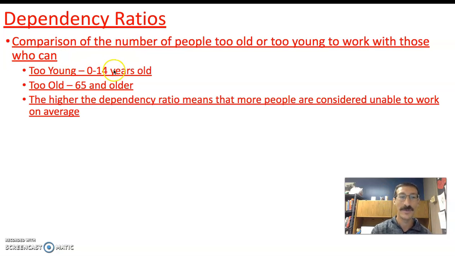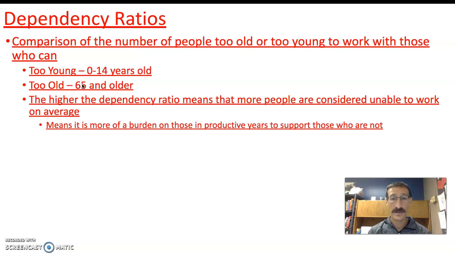So a high dependency ratio means you've got people that are too young or too old who are either unable to work, or it's more of a burden on them than it should be to support their family and society. Okay, so it's also more of a burden on those in their productive years, between 15 and 64, to support those who can't.